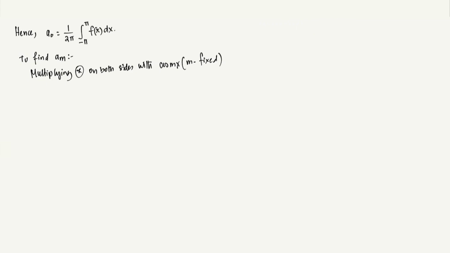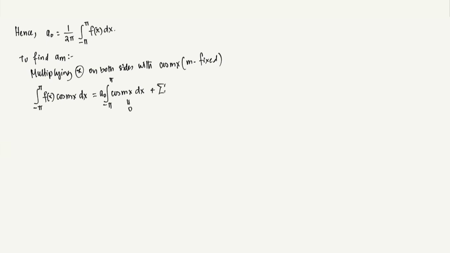So to find am, we are fixing that m, and then we are multiplying the whole thing with cosine mx. If you do that, then you see both sides. If you multiply, then this side becomes the integral of f of x cosine mx dx, and then this becomes the integral from minus pi to pi of a naught times cosine mx dx. This becomes 0, right? We have already talked about it. This becomes 0.